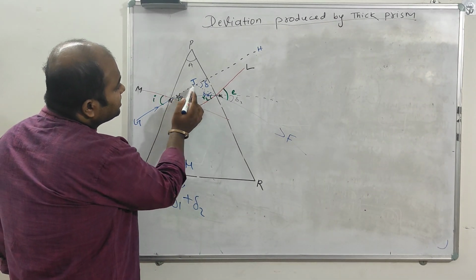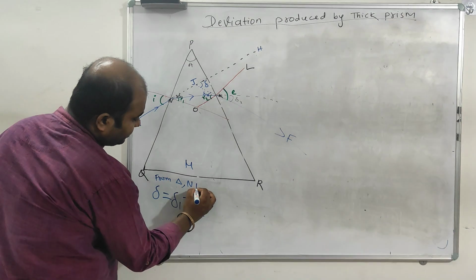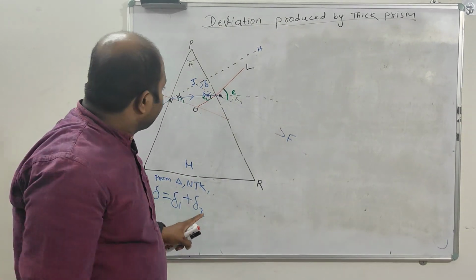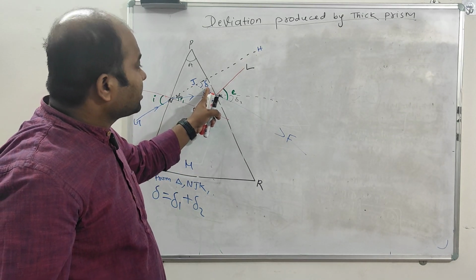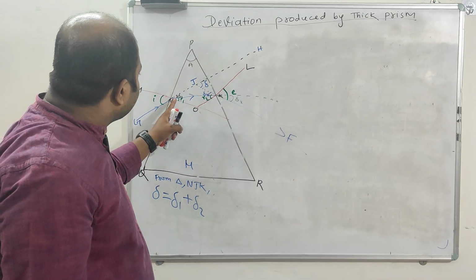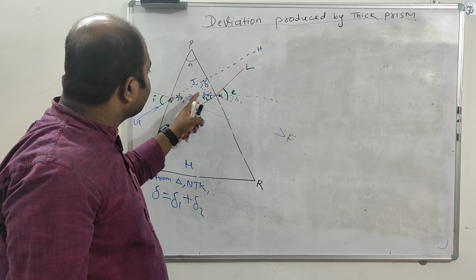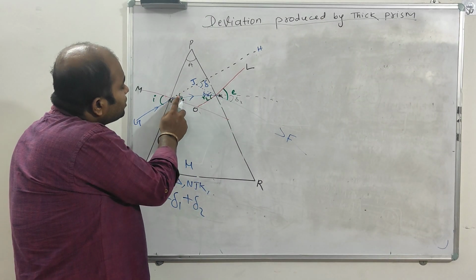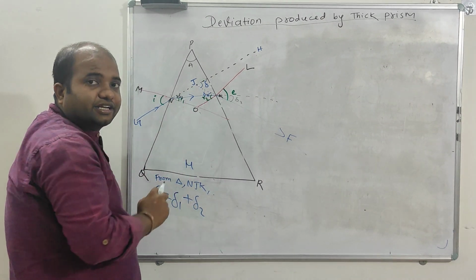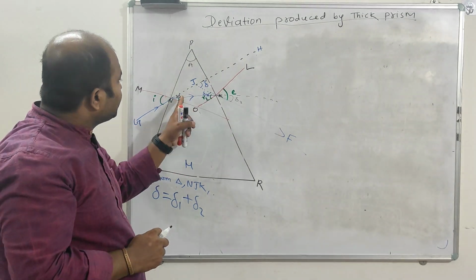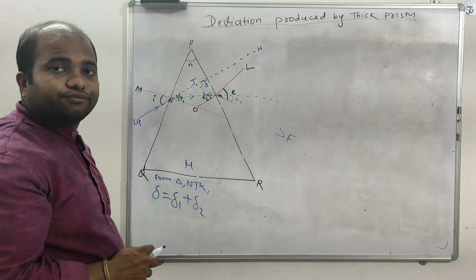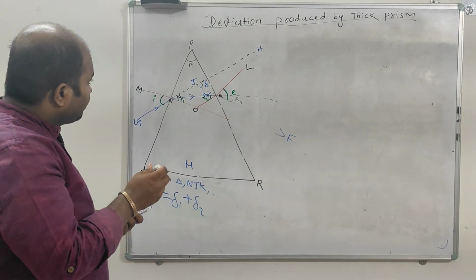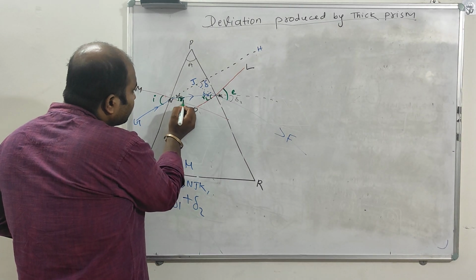in triangle NJK, del equals del 1 plus del 2, because the exterior angle of a triangle is equal to the sum of the two opposite interior angles. So the exterior angle is equal to the sum of two opposite interior angles. So del is equal to del 1 plus del 2. Now don't forget this is R1.